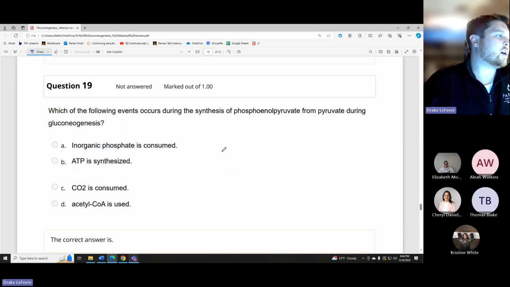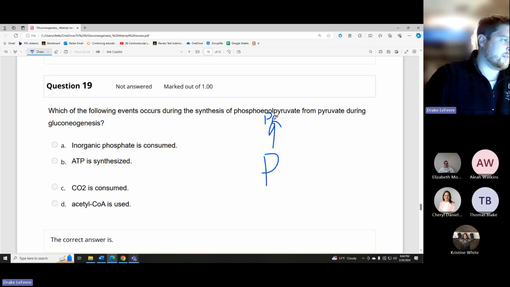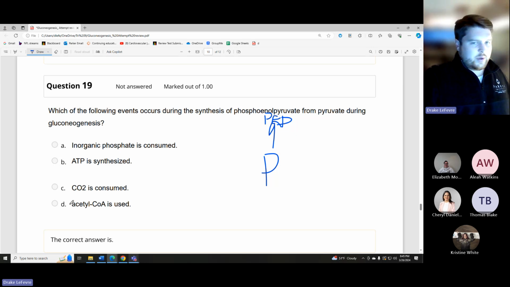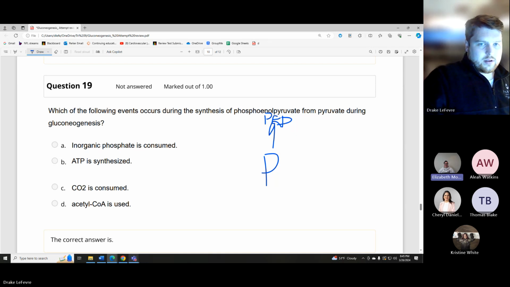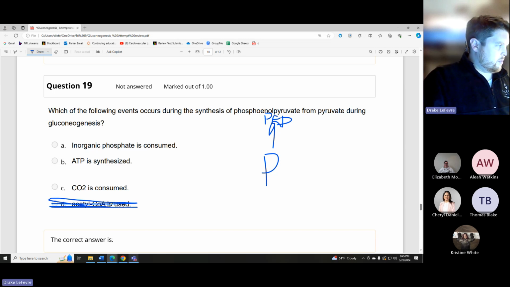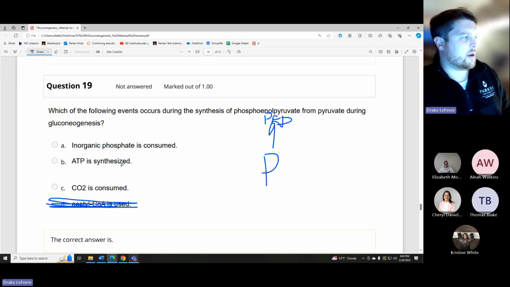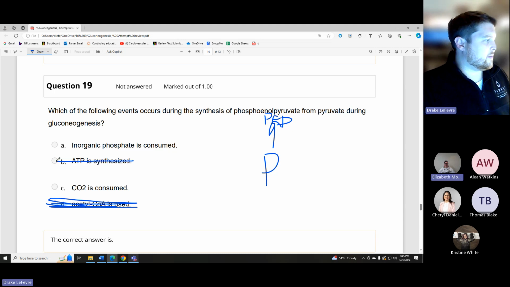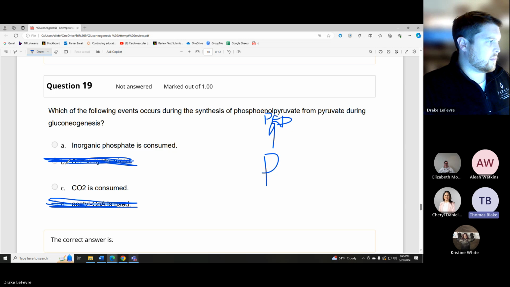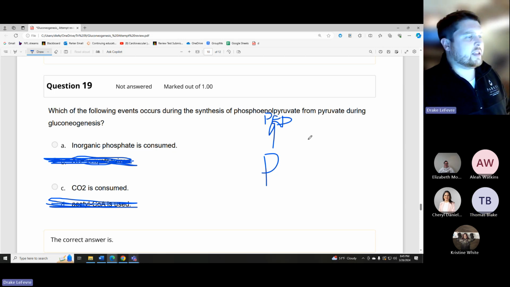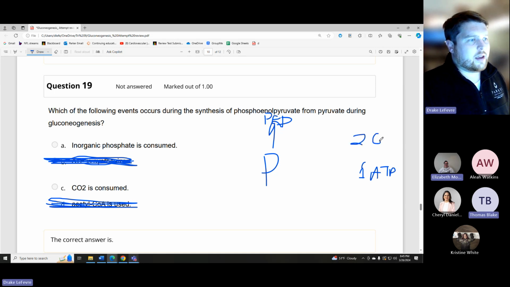Which of the following events occurs during the synthesis of phosphoenolpyruvate from pyruvate during gluconeogenesis? So we're going from pyruvate to phosphoenolpyruvate. Which event occurs? Inorganic phosphate is consumed, ATP is synthesized, CO2 is consumed, or acetyl-CoA is used. Starting from the bottom, do we ever talk about using acetyl-CoA? No. ATP is synthesized? Are we synthesizing ATP or breaking down ATP? Breaking it down. What else are we breaking down? Bicarbonate. What's else similar to ATP in the second step of gluconeogenesis? First step is ATP. What's in the second step? GTP.